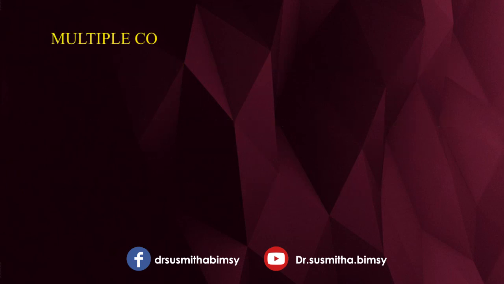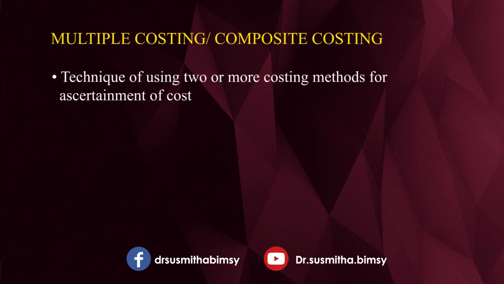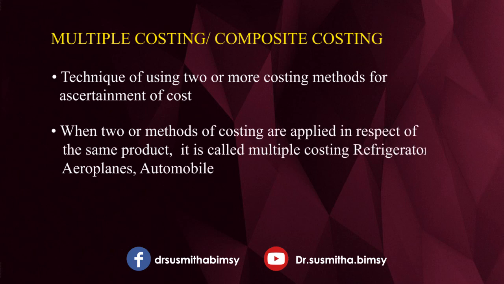Next method is multiple costing. It's also called composite costing. Multiple costing is a technique of using two or more costing methods for ascertainment of cost by the same firm. I repeat, using two or more costing methods for ascertainment of cost. In other words, when two or more methods of costing are applied in respect of the same product, it is called multiple costing.